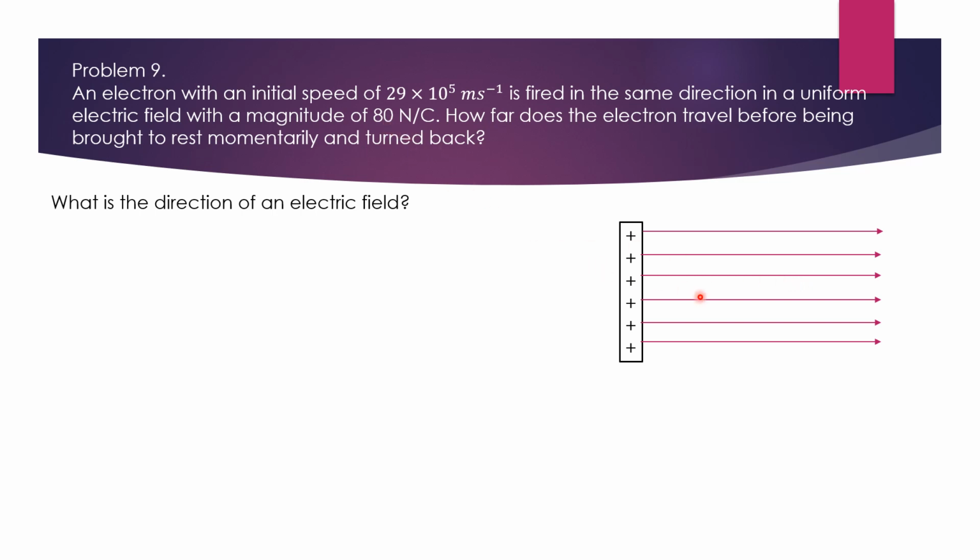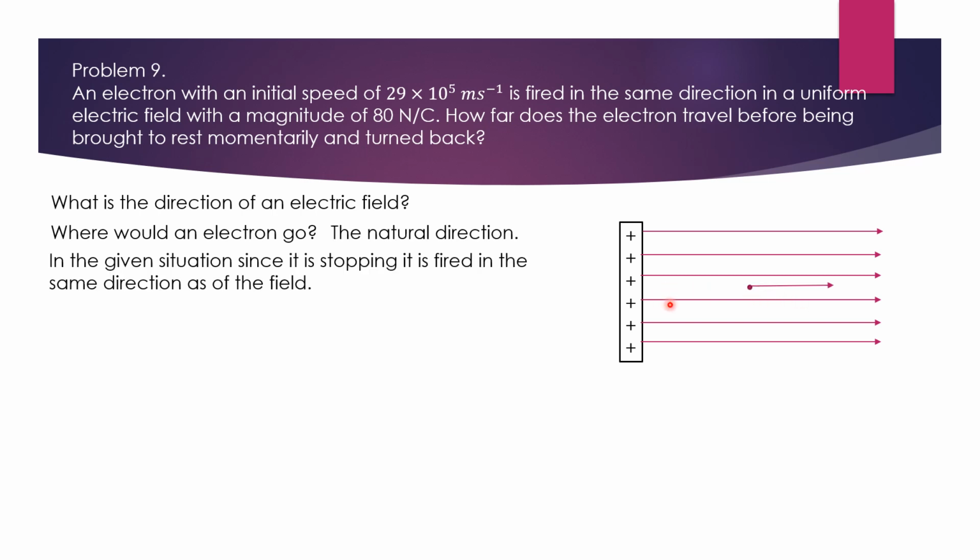And now just see, there is an electron which is fired. If I place an electron in an electric field, the natural direction would be, it would go toward the positive source. But since it is stopping, that means it is going along the electric field, against the natural direction. Since it is fired in this direction, it will stop at a certain distance and then it will return back. So in the given situation, since it is stopping, it's fired in the same direction as that of the field.